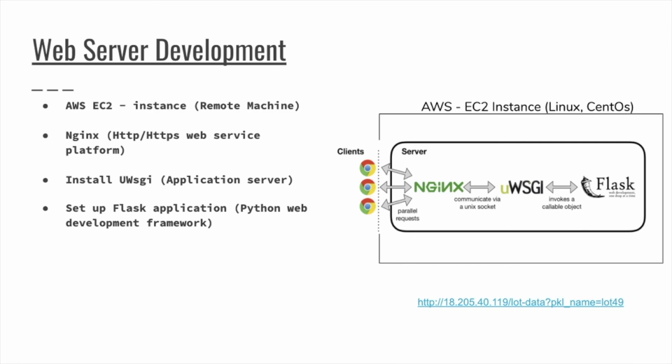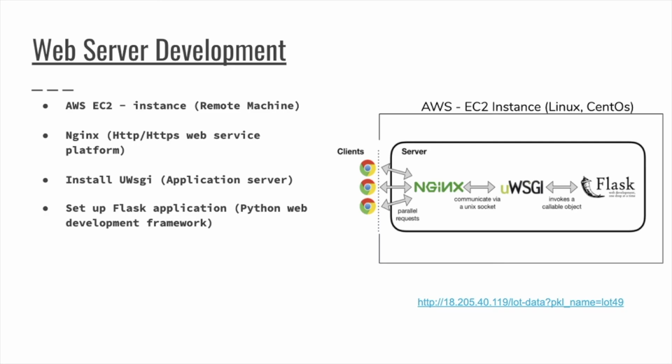So after getting our modified AlexNet CNN model to generate some predictions, we also had to come up with our own web server. And we did this using 4 things. We first created our Amazon Web Services EC2 instance, and then in this instance, we installed our Nginx HTTP web server, we installed our uWSGI application server, and we also set up our Flask application within our server.